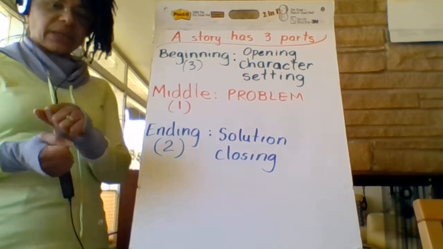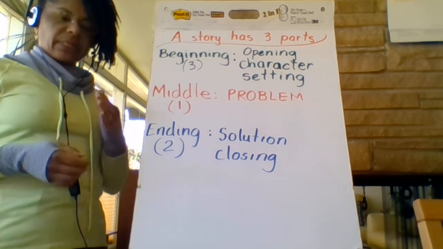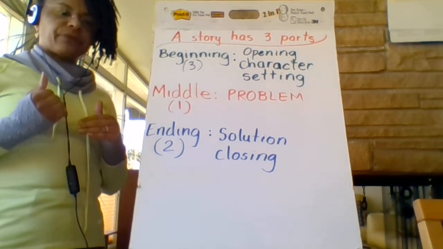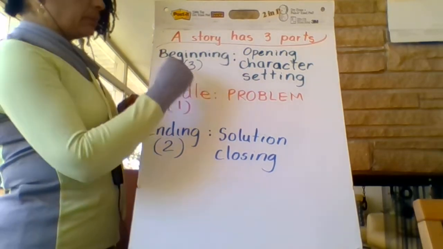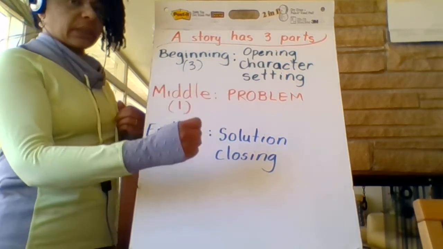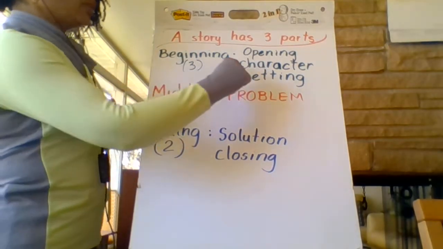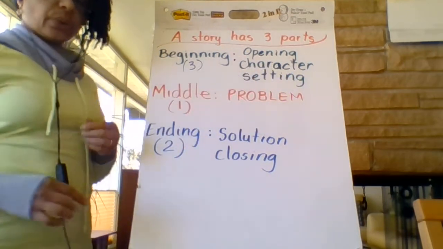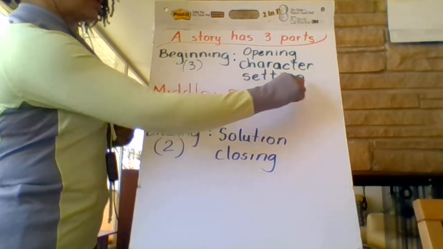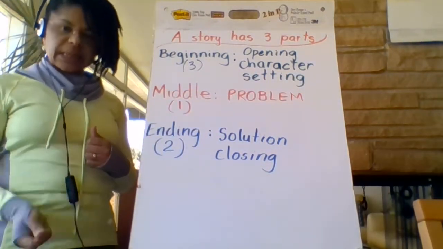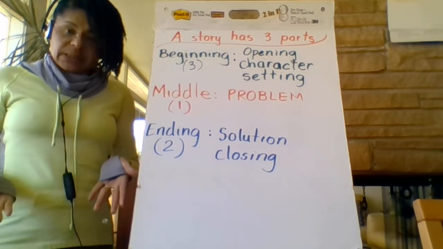With that little song, you could remember all of the parts of the story, and then it makes it easier for you to retell it, to tell what happened. In the beginning, we have three parts. We talked about the opening, that is how the story begins. We talked about the characters, who are the animals or people in the story. And we talked about the setting. Setting is where the story takes place. Where does the story happen?